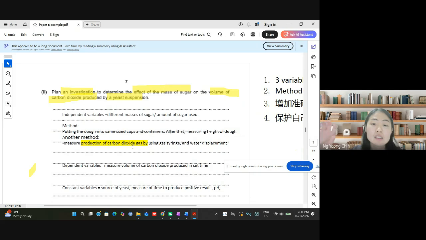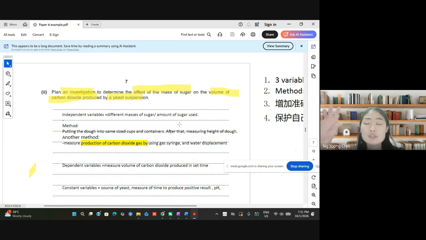Another very important thing is that when you write the method, you state what kind of method you use to measure your responding variable. For example, I measure the height of dough by using a measuring cylinder or ruler, so I can measure the change in height of dough. If I want to measure how much carbon dioxide gas is being released, I can use a gas syringe to collect my carbon dioxide gas.